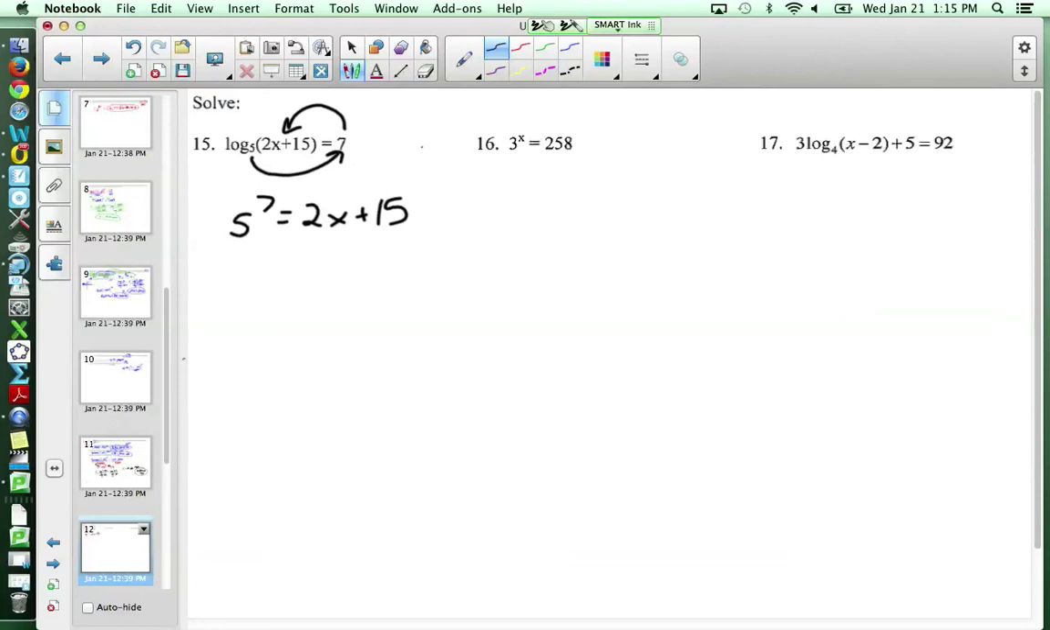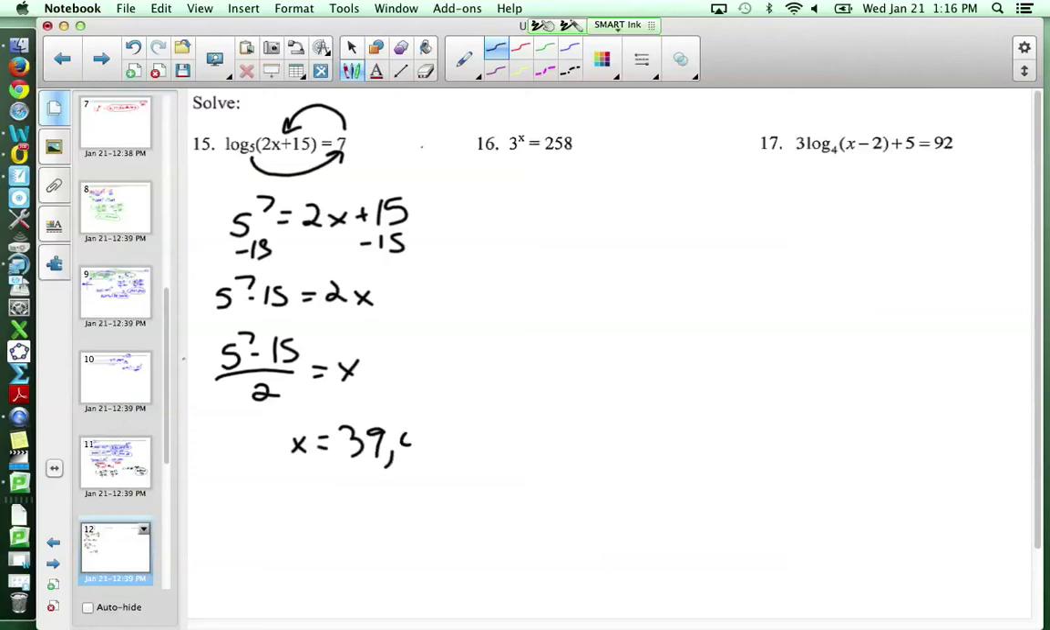So take 5 to the 7th power, subtract 15 from both sides. Divide both sides by 2. And then simplify that 5 to the 7th minus 15, then divide it by 2. We should get an x value of 39,055.